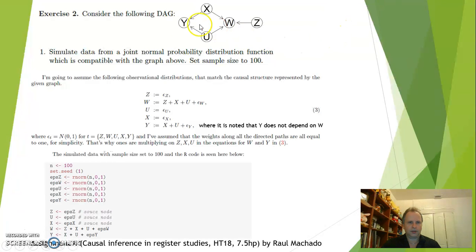Okay. Consider the DAG, this given DAG. I'm going to assume the following observation distribution that matches the causal structure represented by the given graph. The given graph doesn't give you the equations, so you write the equations. For instance, this is a source. You have no source here, no source here. That's why I gave this noise here, and then the other dependency, where you notice there's no direct link between Y and omega. And then you have the simulation. You see the errors, noise, sorry, and then you get the simulation there.